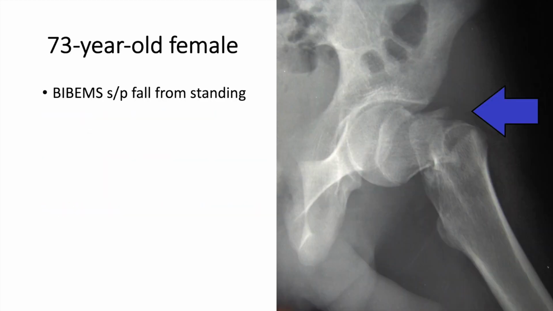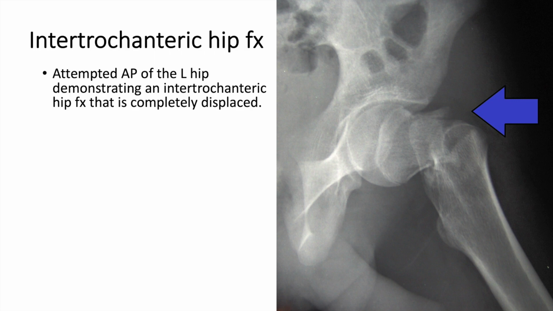All right, here's our next one, 73-year-old female, brought in by EMS, status post fall from standing. I'll give you 5 seconds. This is an intertrochanteric hip fracture. So this is an attempted AP of the left hip, demonstrating an intertrochanteric hip fracture that is completely displaced.